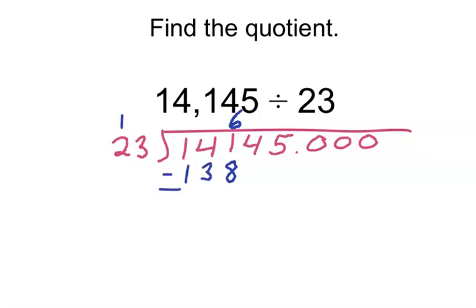And let's subtract. Well, we're going to have to borrow from this 4 and make it a 3, and that is an 11. So 11 minus 8 is 3. 3 minus 3 is 0. 1 minus, okay, so that's all we have for that one. Now let's bring down the 4.